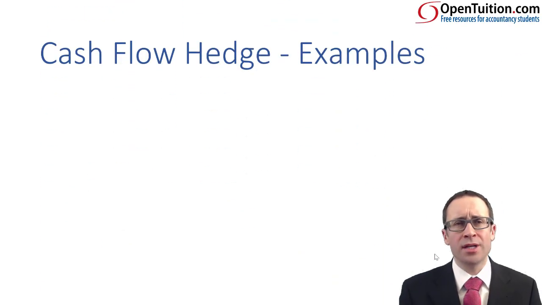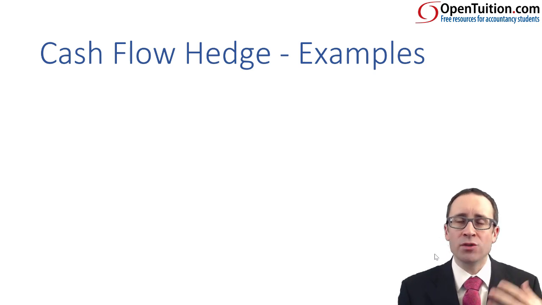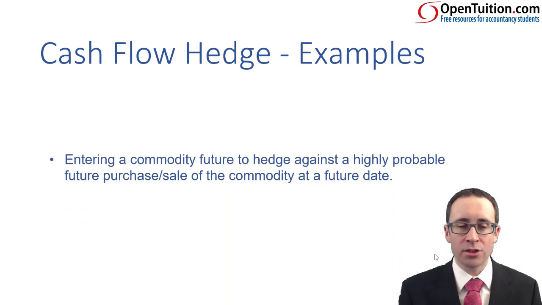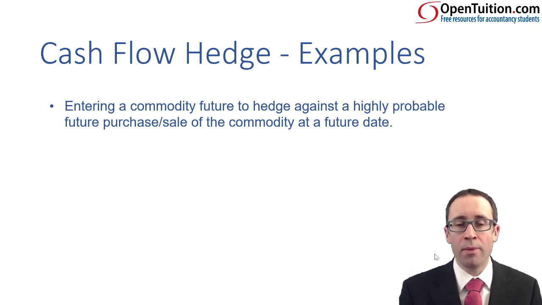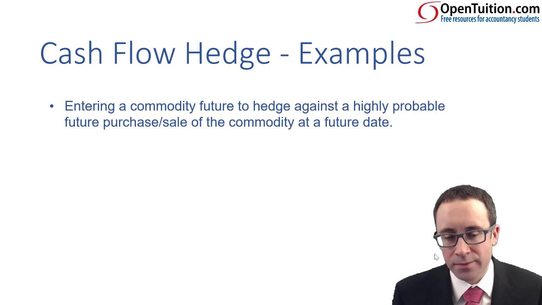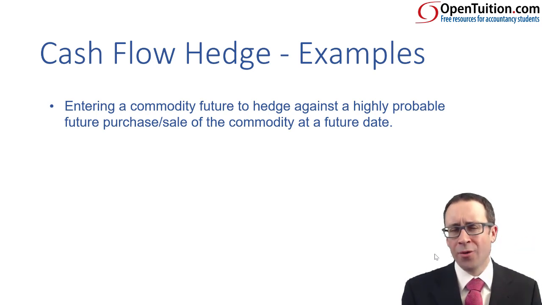In terms of examples to keep an eye out for in the exam, in terms of maybe having to identify or think about the accounting treatments: we've just looked at the purchase of oranges. That's entering into a commodity future to hedge against the highly probable purchase or sale of a commodity at a future date. We always see things as a purchase of a commodity as opposed to the sale, but IAS 39 currently covers both. We just focus more on the purchase.